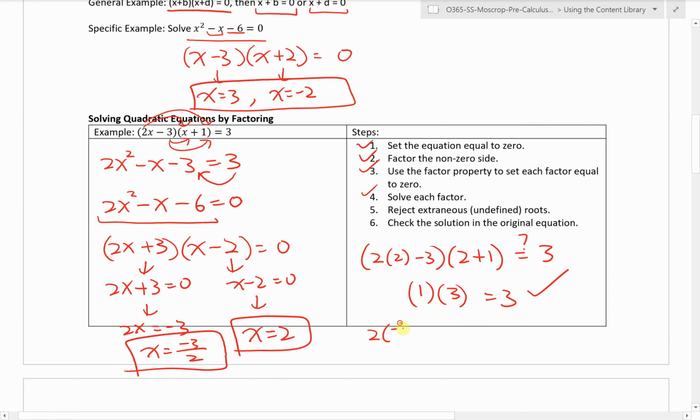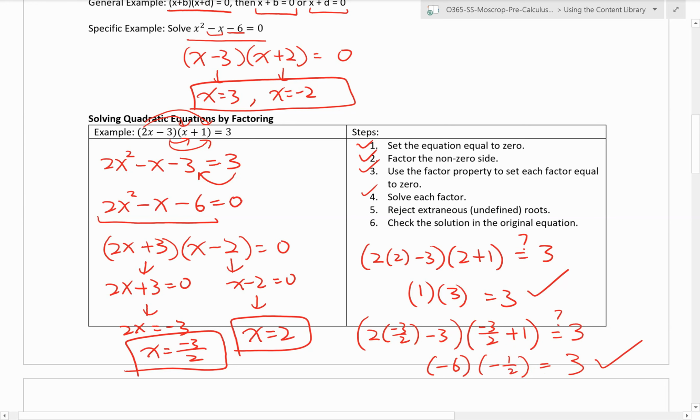That's 2 times negative 3 over 2 minus 3 times negative 3 over 2 plus 1. Does this equal 3? Well, we can check. This is negative 3 minus 3, which is negative 6. This is negative 1.5 plus 1, so that's negative 1/2. And negative 6 times negative 1/2 is indeed 3, so that also works.